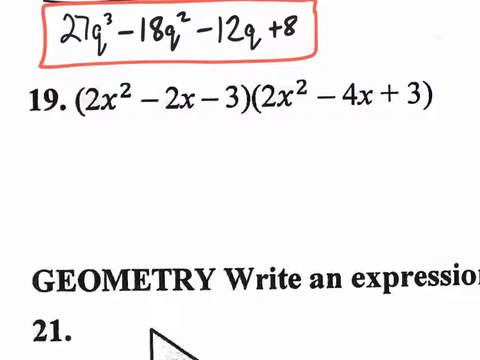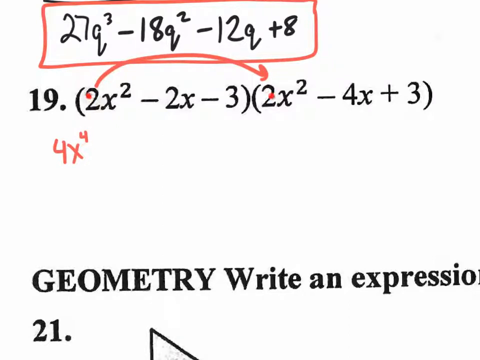19, one term at a time. Negative 2x squared times... negative 12? Why did I say 12? Brain fart. 2x squared times 2x squared is 4x to the 4th. Once again, how does this work?